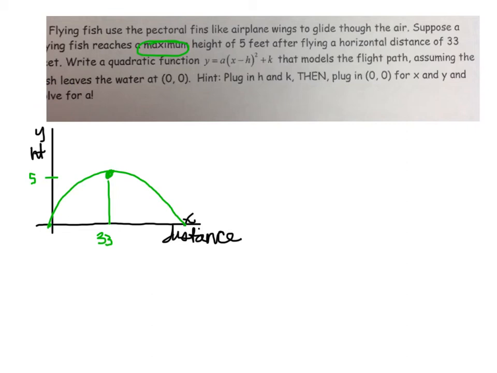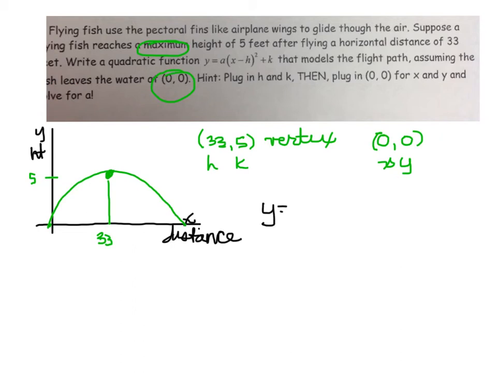So this right here is my vertex. So there's my h and my k. So if 33, 5 is my vertex, I'm going to go ahead and label that h, k. I also know another point on here, because the fish leaves at 0, 0, that would be my point, x, y.